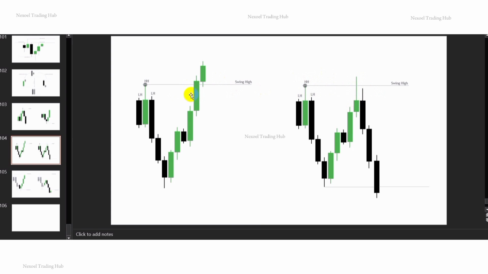For this other example, we'll be expecting to see continuation to the upside because price broke the swing high and closed above it. So we could expect a pullback and then a continuation to the upside. But for this one, what you're going to see is that the market just took out the high with a wick, not the body closing above the swing high points. And then we now have the candle closed below the swing high points.